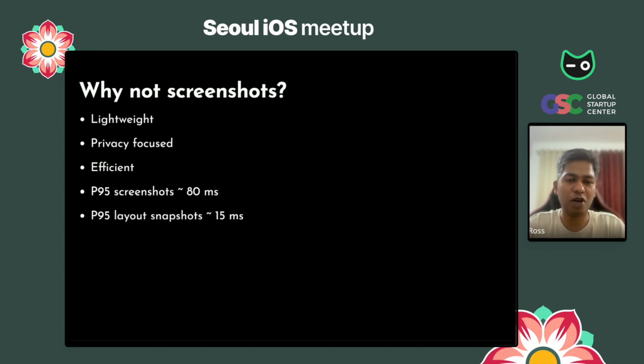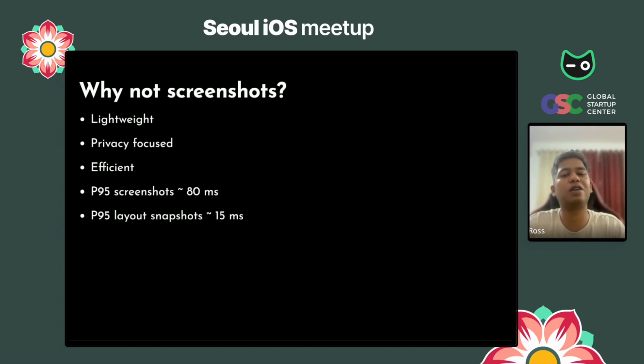So what we found out is that the P95 times for even the most complex of layout snapshots did not take more than 15 milliseconds, whereas the P95s for screenshots was around 80 milliseconds. Even when you take a look at the average times, layout snapshots was around 4 or 5 milliseconds, whereas screenshots would generally hover at around 70 milliseconds. And that 70-80 milliseconds is just the cost of actually taking the screenshot.